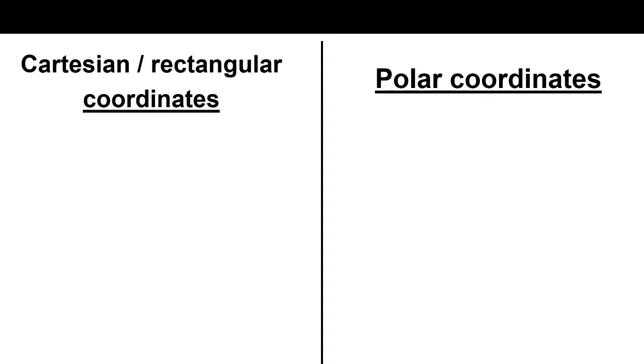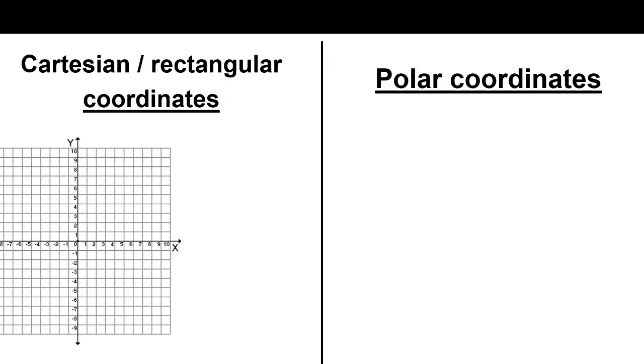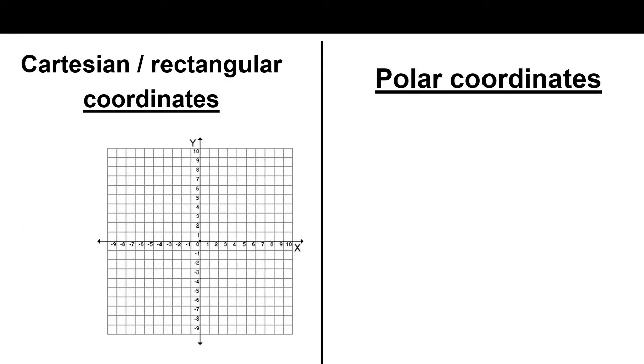Now to get a better idea of what's going on, let's compare this new system, polar coordinates, with the kind of coordinate grid that we're used to working with. We call those Cartesian or rectangular coordinates. So for example, you've seen a coordinate grid like this, right, with an x and y value. And when we graph points on a grid like this, we have points like (3, 7), for example, where the left number is the x value and the right number is the y value, right, (3, 7).